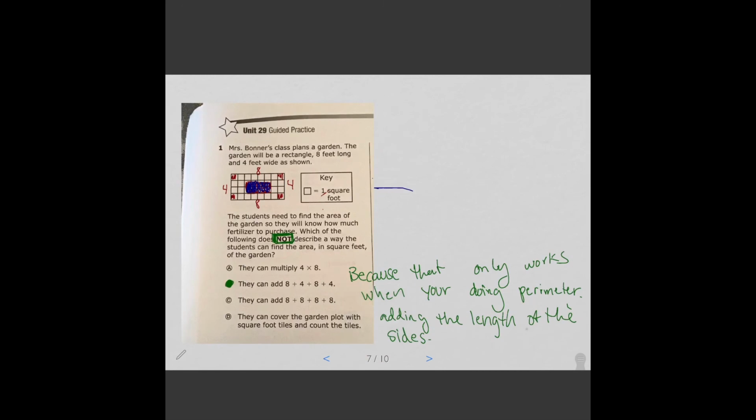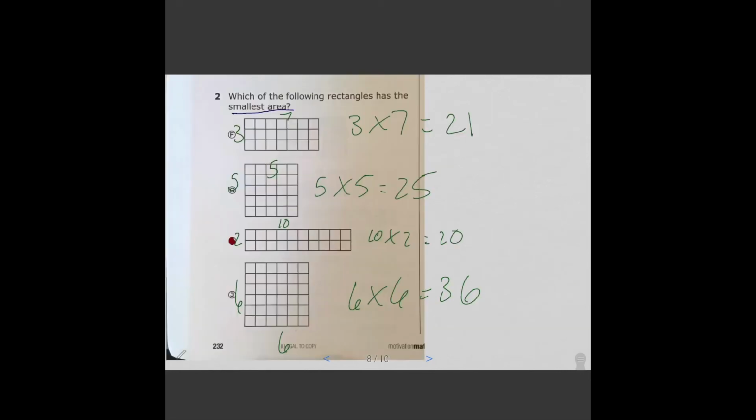Okay, going to number two now. Number two is where I just found the rows and columns. How many rows did I have? I found my number of groups and my size of group, and I just simply did multiplication. And that's where I found out C had the smallest area, because it had the least amount of squares, and it had 20. All right, going to number three.